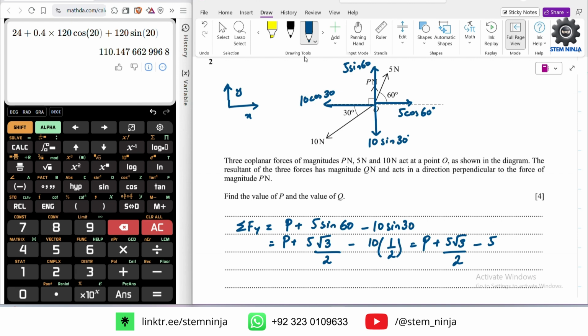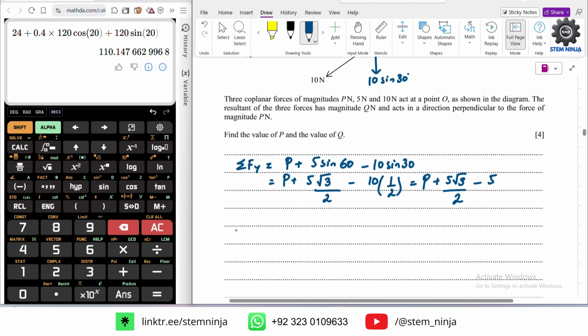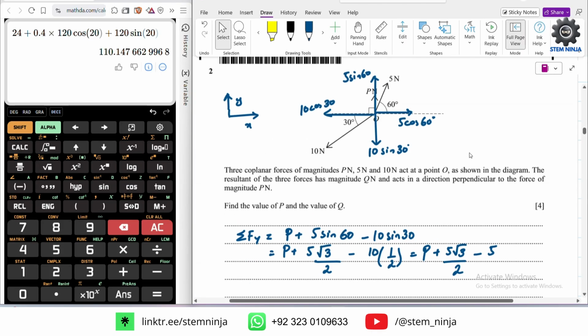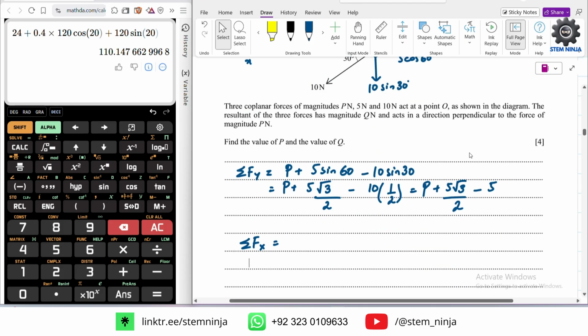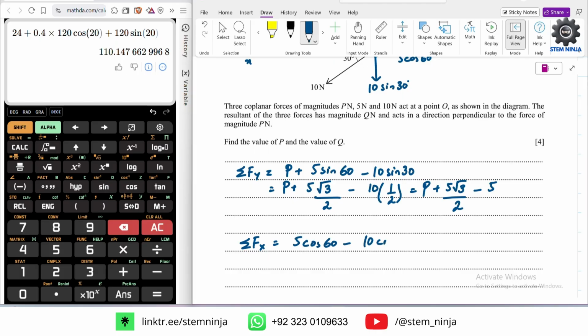This is your sum of the forces in direction y. Now the direction x. So 5 cos 60 minus 10 cos 30. Cos 60 is 1 over 2. Cos 30 is root 3 over 2. So this becomes 5 over 2 minus 5 root 3.